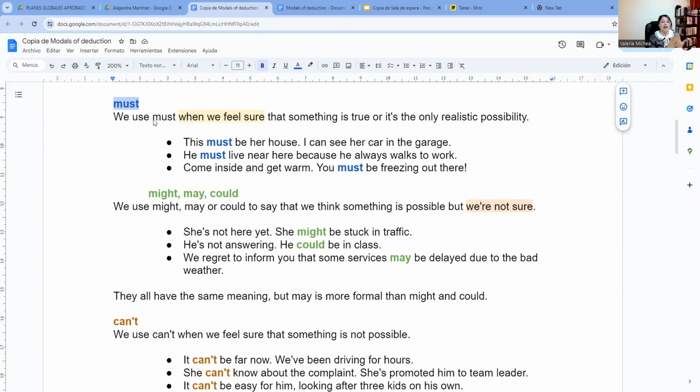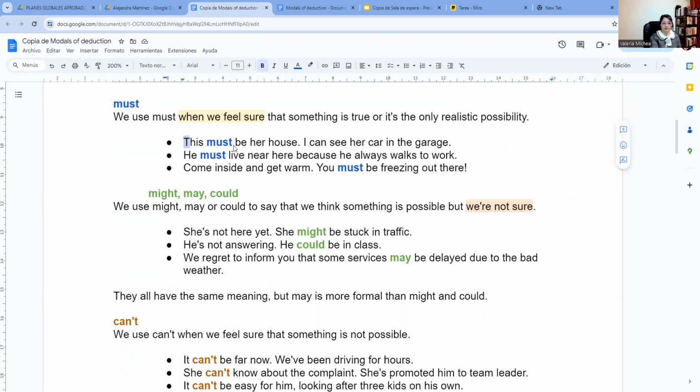So it's like we have a lot of evidence. That's why we are using must. It's like the king of all of the modal verbs when we are certain. So let's see some examples. This must be her house. I can't see her in the garage.